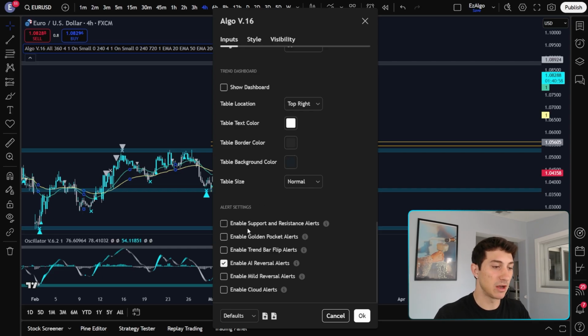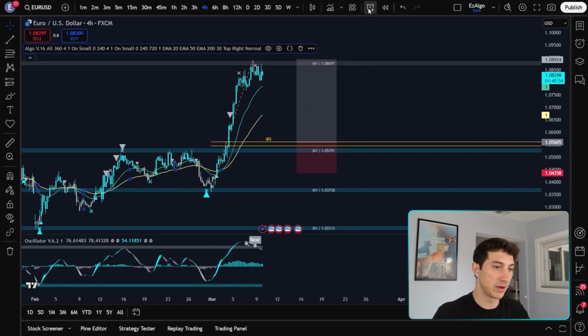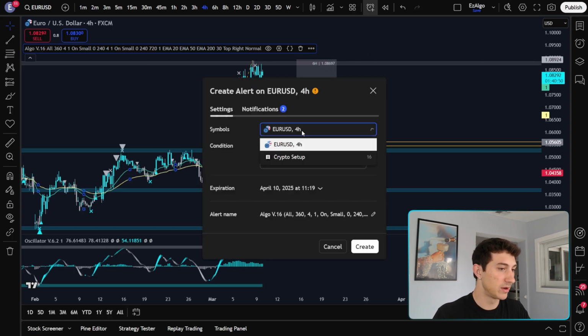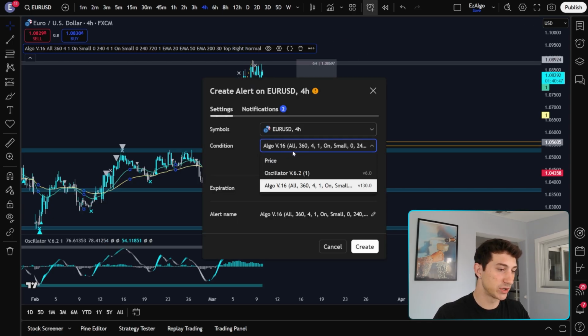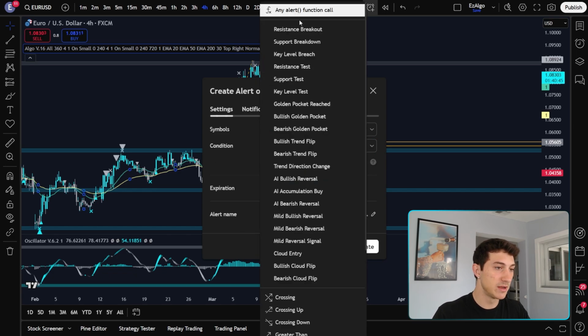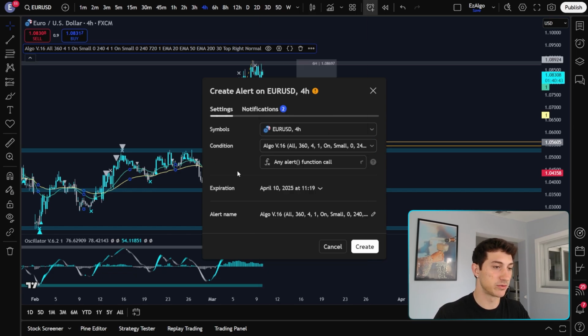We also have the alert settings here, so you can enable any alert that you want. And then to set the alert, come up here to this little clock here, press create alert. You can set to whatever pair you want. Make sure it says Algo V16 under condition, and then you have all of your alerts right here that you can choose from. Very clear, very simple to do so.